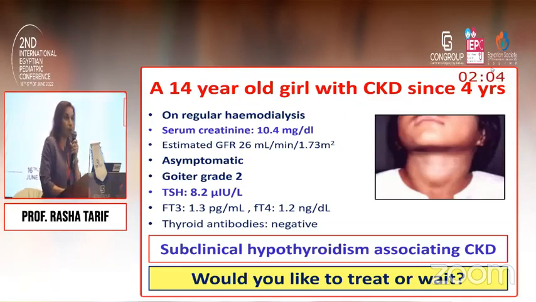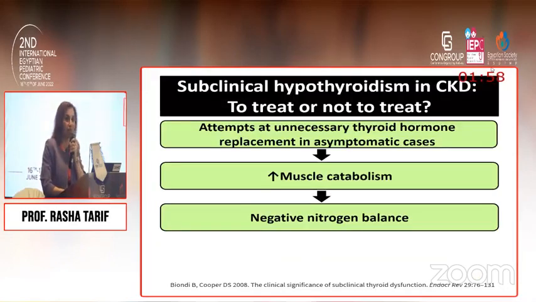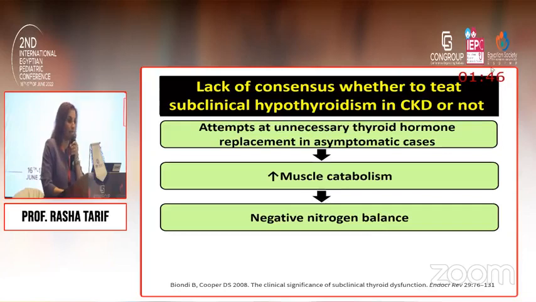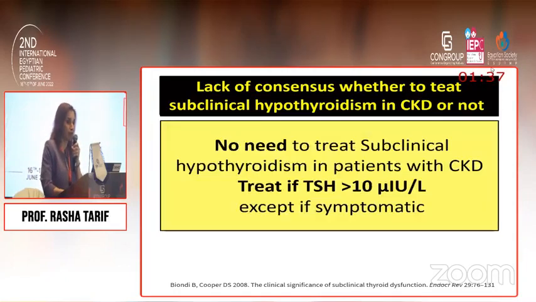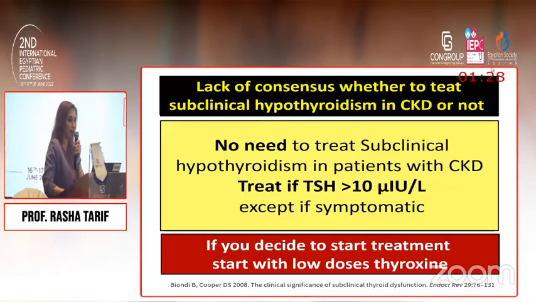But in most of the cases, it is not advisable to treat in chronic kidney disease, except if the TSH exceeds 10 as well, because the rise in TSH is a compensatory mechanism in patients with chronic renal disease. So attempts at unnecessary thyroid hormone replacement increase the muscle catabolism, leading to negative nitrogen balance. So this is God's compensatory mechanism in those children. So there is no need to treat subclinical hypothyroidism in patients with chronic kidney disease, except if the TSH is above 10. And if you decide to treat, start with a very small dose of thyroxine and increase gradually.